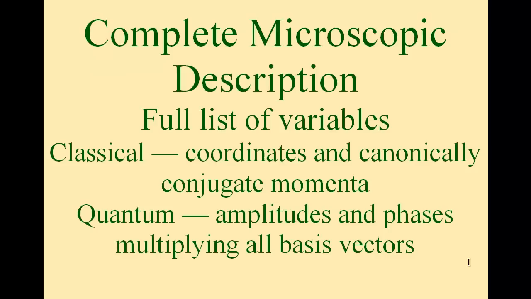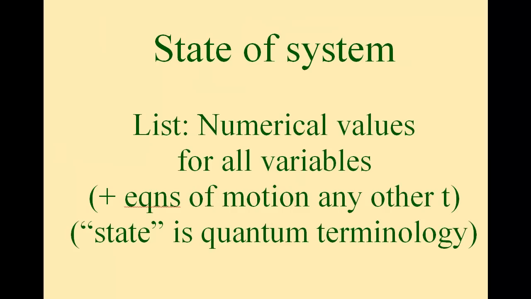Now we advance a claim about the system, namely the system has a complete microscopic description. A classical description would say that all the atoms have coordinates and their canonically conjugate momenta. In a quantum description, we would say that multiplying all of the basis vectors are amplitudes and phases, and we can generate a list of all of those amplitudes and phases, or coordinates and momenta, and that is a complete microscopic mechanical description of the system.